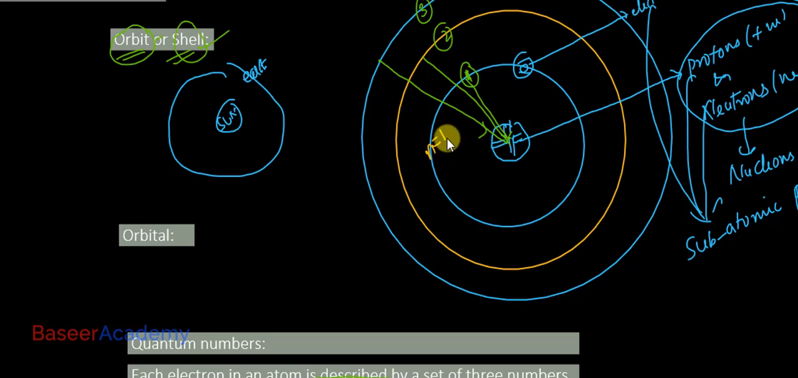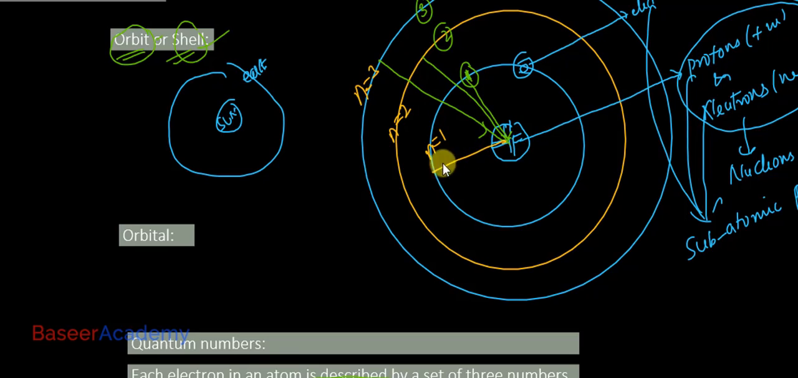When I write n is equal to 1, it pretty much means that this is the first orbit. Orbits are denoted by principal quantum number lowercase n. When I write n is equal to 2 here, it means that this is my second orbit. The golden color circle is my second orbit. And again, this is my third orbit. So you see, as the n value increases from 1 to 2, from 2 to 3, the size also increases.